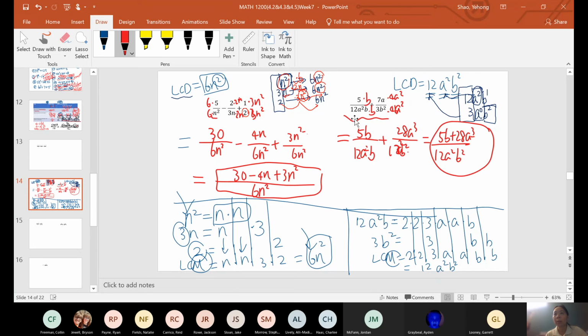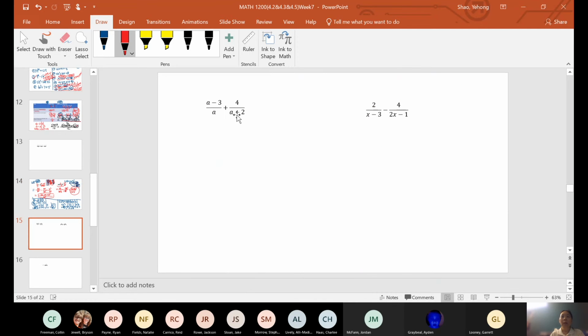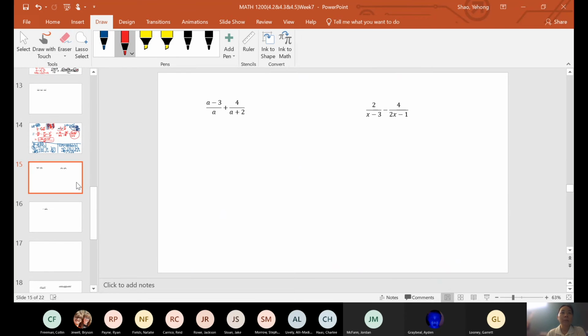does not have a plus in there. And the same here, 12a squared b, it's all multiplication. So what if we have a plus in the denominator, a plus 2, or x minus 3, or 2x minus 1? Now, the idea is still the same as before. Okay, a plus 2 cannot be factored any further.